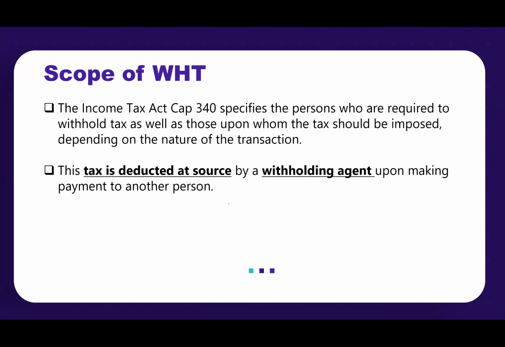The tax is deducted at source by the withholding agent at the point where the withholding agent is making a payment to another person. So that's the point at which the withholding happens. As you're writing the check to the service provider, to the supplier, or to the consultant, you also write a check to URA at the same time of the percentage that has been withheld. So that's why we talk about withholding at source.